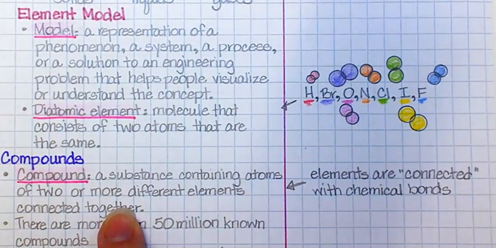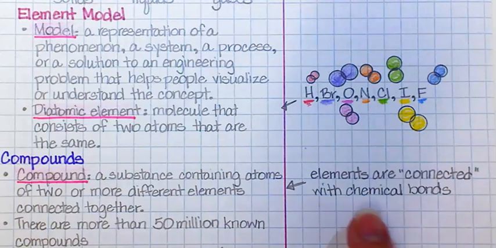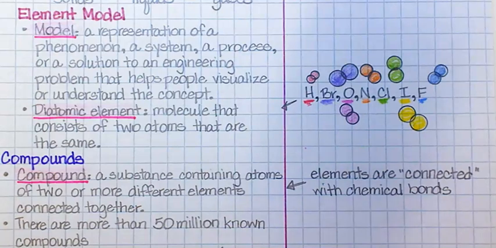With a compound, remember that is a substance containing atoms of 2 or more different elements connected together. And they are connected with chemical bonds. Chemical bonds have to do with gaining, losing, or sharing electrons, but I'm not sure that y'all have discussed that in detail. Just know that they are chemically bonded, and when things get chemically bonded, they take on completely different properties than the properties that they were when they were by themselves.